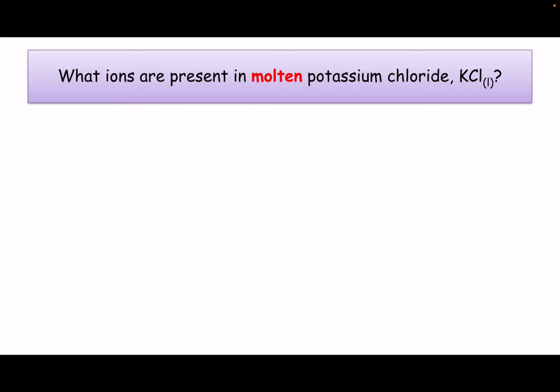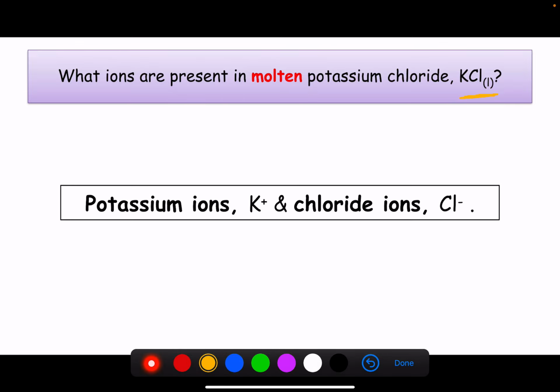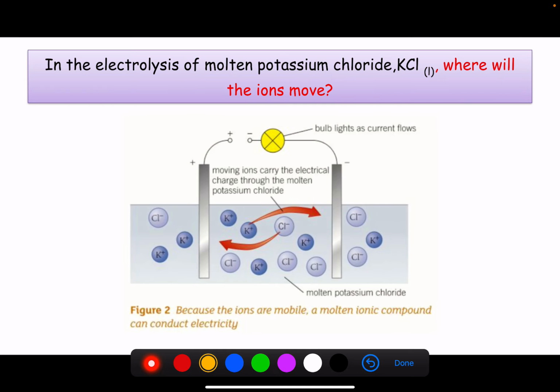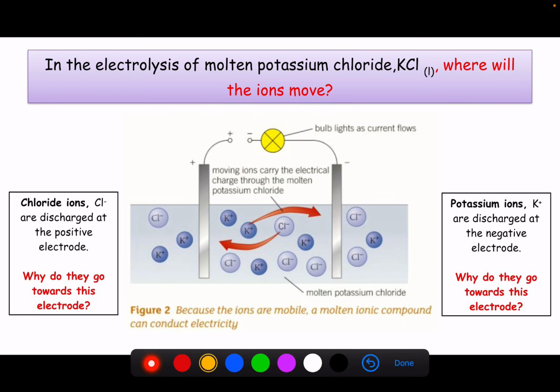of molten ionic compounds. So in this example here, potassium chloride, what ions would I have present? Well, as it's just potassium chloride that's molten, then clearly I'm going to have potassium ions, which are positive, and I'm going to have negative chloride ions. That's all I will have. So that when I do electrolysis on molten potassium chloride, then the positive potassium ions will move towards the negative electrode. Whereas the negative chloride ions, well, they will go to the positive electrode.